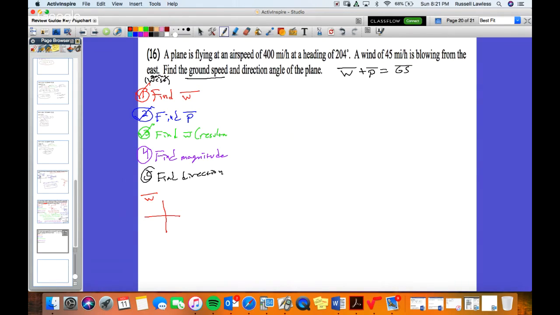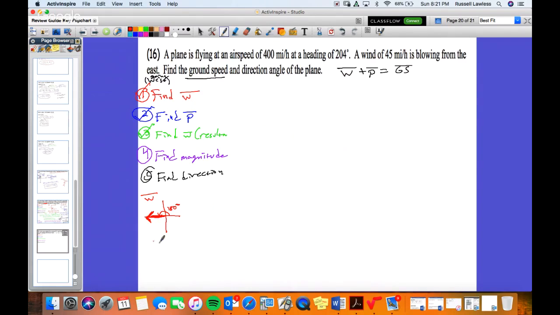And our wind vector is going from the east. That means if it's going from the east, it's going to the west. And so because it's going to the west, I need to think about how many degrees is that. If it's going to the west, that's known as 180 degrees.